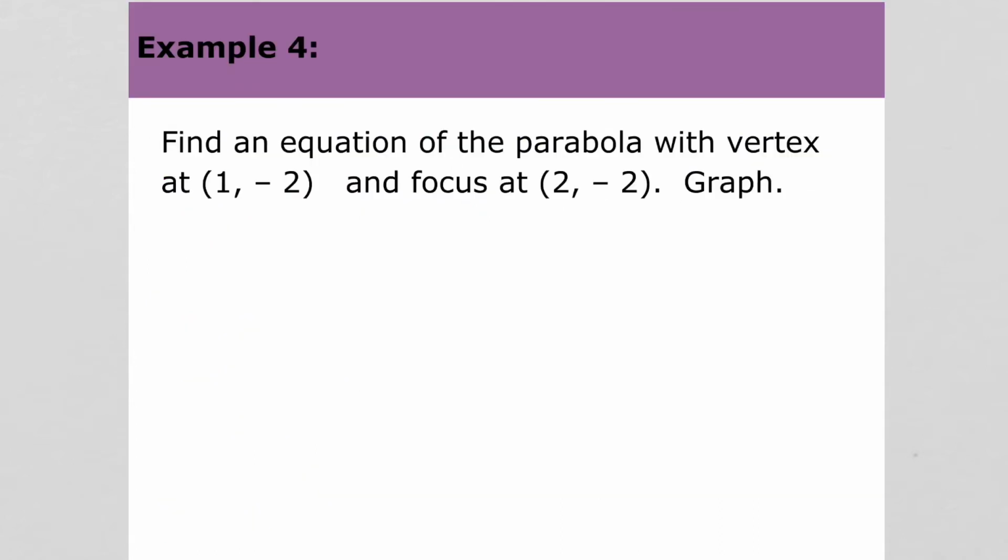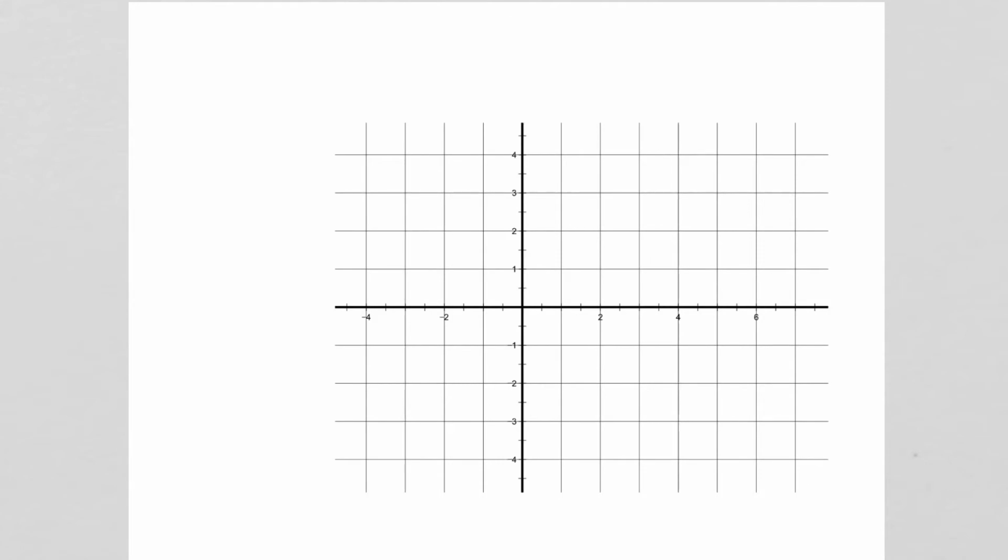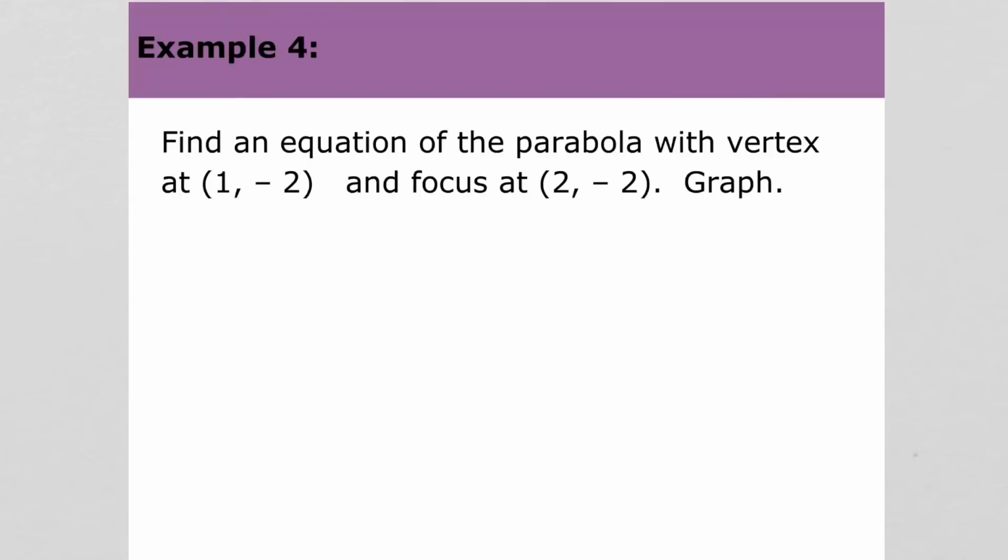Let's look at another example. In this one, we've got, find an equation of the parabola where the vertex is at (1, -2) and the focus is at (2, -2). Let's look at the graph to help us out. So the vertex, we said, was at (1, -2), and it says the focus is at (2, -2). So that tells us 2 things here. That tells us that our axis of symmetry is horizontal because it has to go through the vertex and the focus.